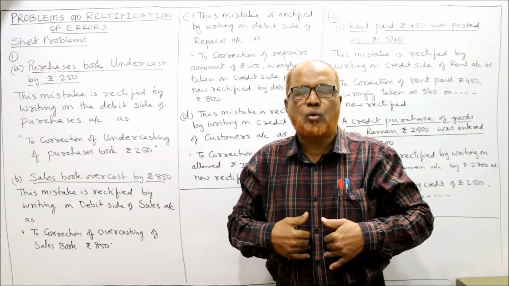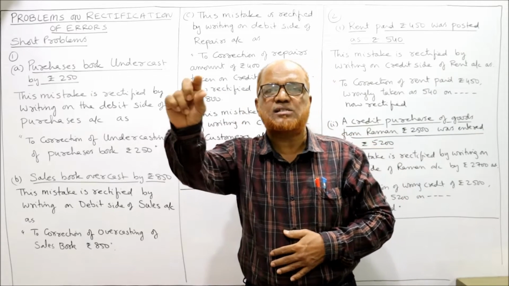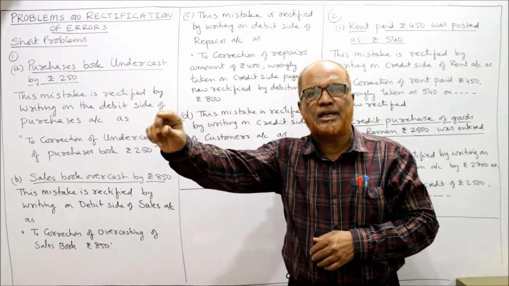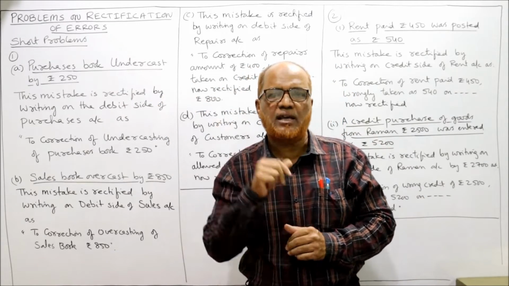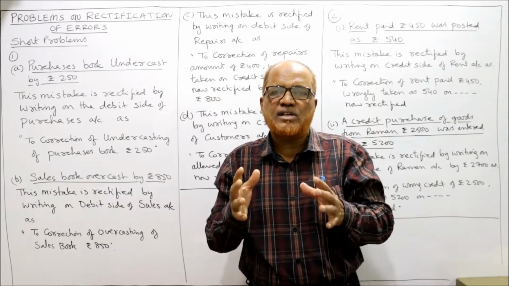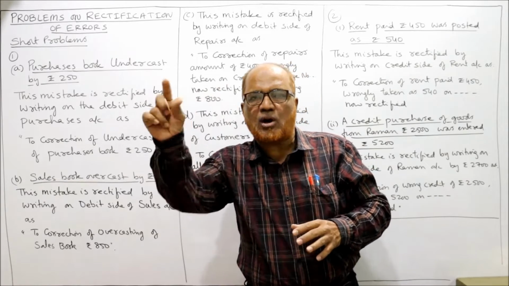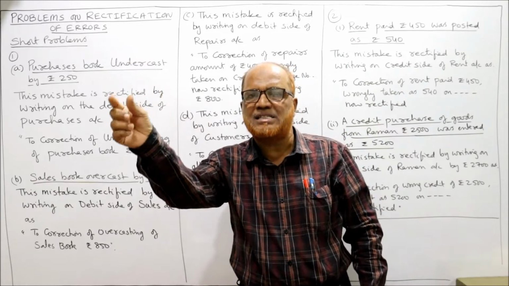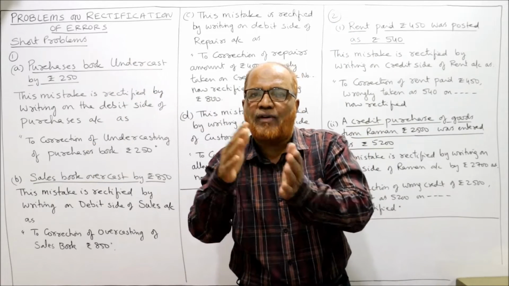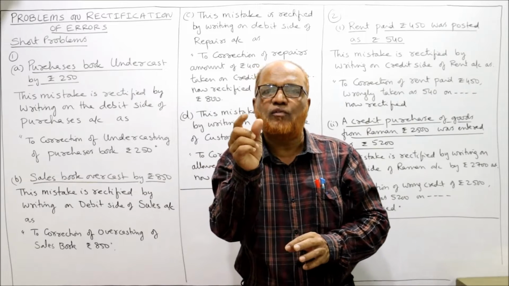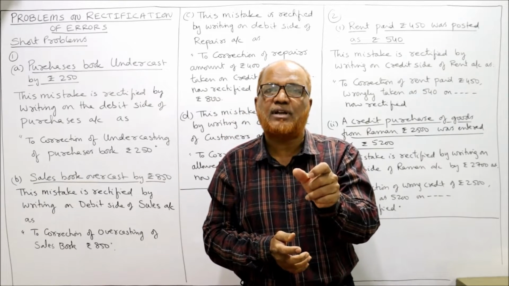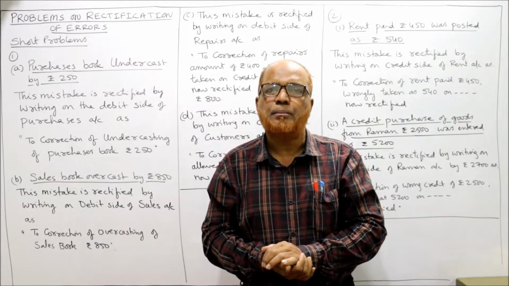When we purchase the goods, we pass the entry purchases account debit to supplier account. Purchases account debit to creditors account. The supplier is called creditor. So always whenever we purchase, purchase account is debited. The total of purchases book will be taken on debit side of purchase account. So while posting, we have taken 250 rupees less. 250 rupees short we have taken on debit side of purchase account.